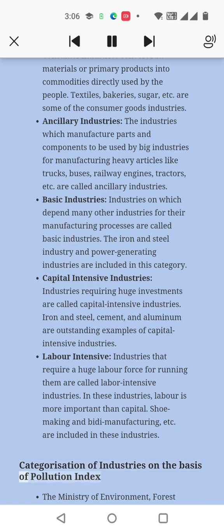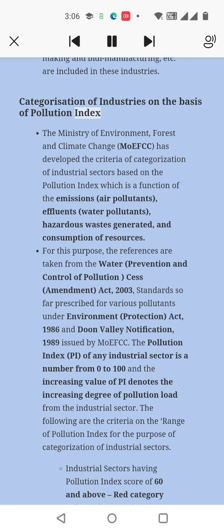Categorization of industries on the basis of pollution index. The Ministry of Environment, Forest and Climate Change (MEFCC) has developed the criteria of categorization of industrial sectors based on the pollution index, which is a function of the emissions, air pollutants, effluents, water pollutants, hazardous wastes generated, and consumption of resources. For this purpose, the references are taken from the Water (Prevention and Control of Pollution) Cess Amendment Act 2003, and standards so far prescribed for various pollutants under the Environment Protection Act 1986 and Doon Valley Notification 1989 issued by MEFCC. The pollution index PI of any industrial sector is a number from 0 to 100, and the increasing value of PI denotes the increasing degree of pollution load from the industrial sector.